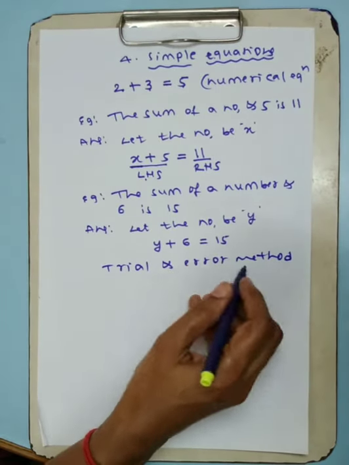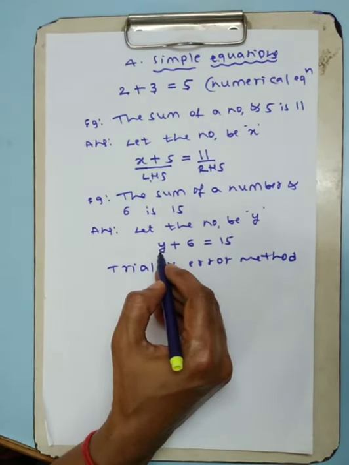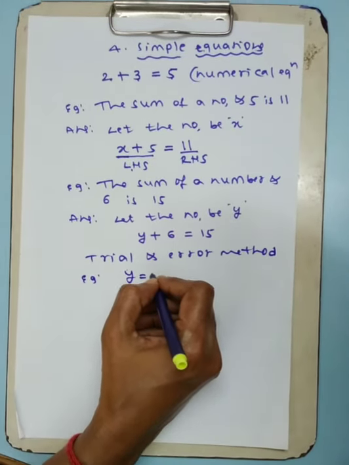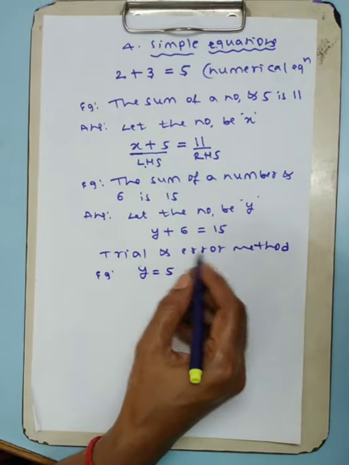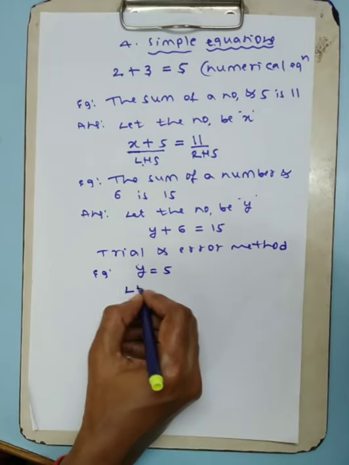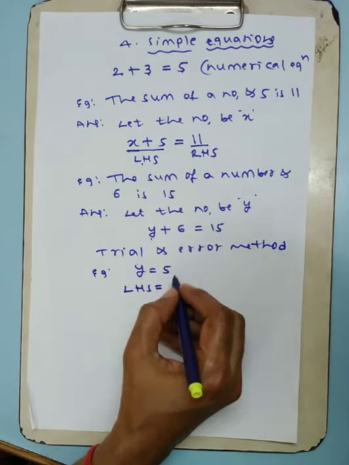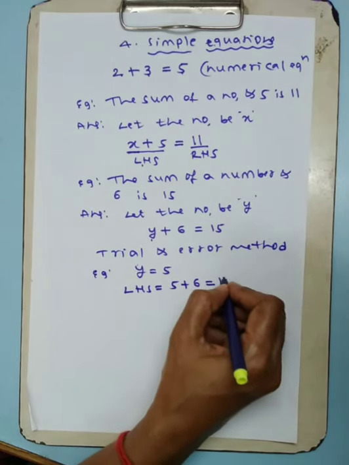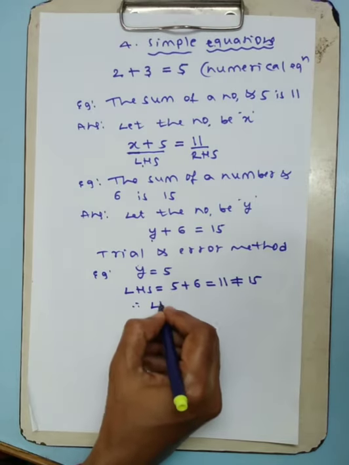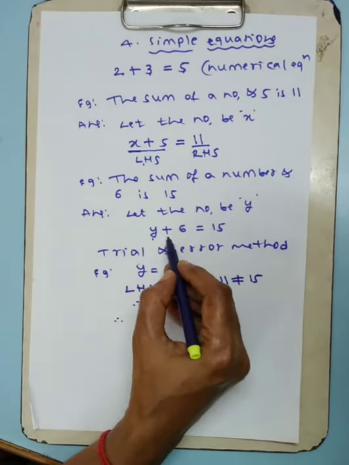Okay, what is that trial and error method? Just we are checking, just we are trying to find out the value of y. The value of y satisfying this equation is called the solution of the equation. So let us take y is equal to 5. You can take any value for y. When you substitute the value of y in this equation, you should get the RHS. So here we are substituting y is equal to 5 in the left hand side, y plus 6. In place of y, we substitute 5. So 5 plus 6 is equal to 11. But what we want in the RHS is 15. So 11 is not equal to 15. Therefore left hand side is not equal to RHS. So we can say that 5 is not the solution of the given equation.